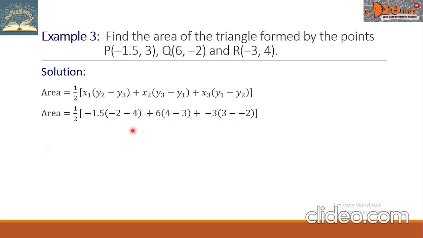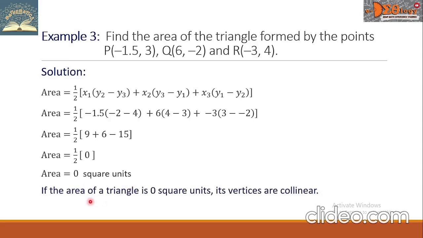When we simplify further, negative 2 minus 4 is negative 6, times negative 1.5. That will be positive 9. So 4 minus 3 is 1, times 6, that is positive 6. 3 minus negative 2 is 5, times negative 3, that will be negative 15. 9 plus 6 minus 15 is 0. And 1/2 of 0 is 0. So the area is 0 square units. If the area of a triangle is 0 square units, its vertices are collinear.